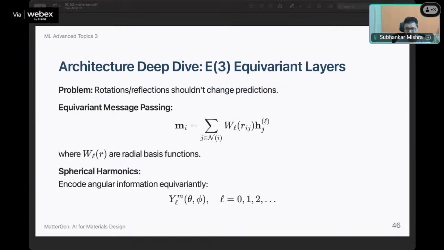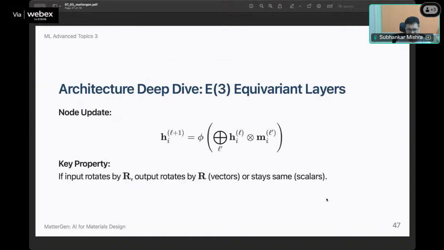Okay. Just a quick note then. For the equivariant layers, rotations and reflections should not change predictions. So they have something called equivariant message passing. Here, instead of just doing a summation, they specifically use spherical harmonics to encode the angular information, and it makes it rotationally consistent. Again, this is a little bit advanced topic, but we're just discussing.